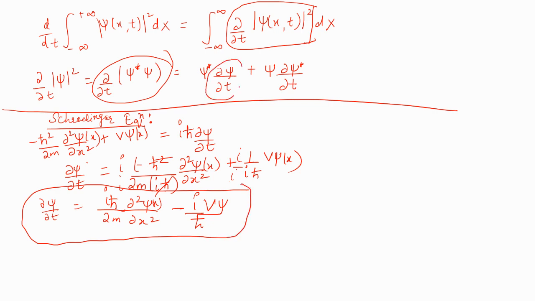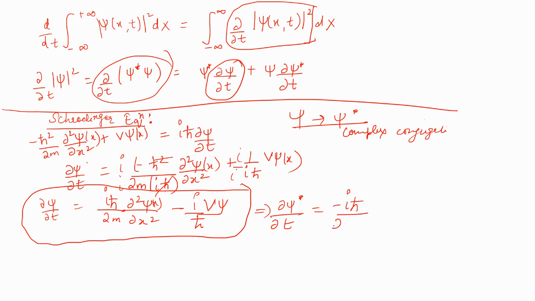So you got d psi by dt. Now d psi star by dt is very easy. Psi and psi star are complex conjugates. So you just need to change the sign of i: if it is positive, it becomes negative, and if it is negative, it becomes positive. So it will be for psi star.